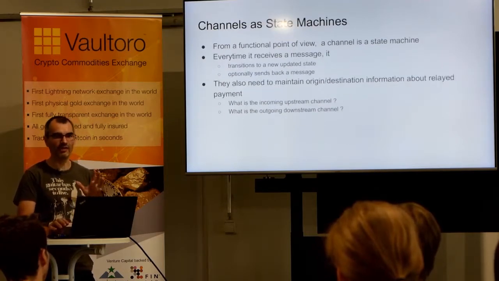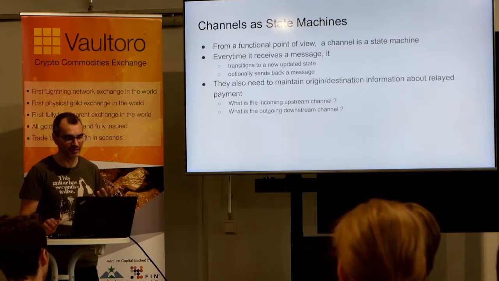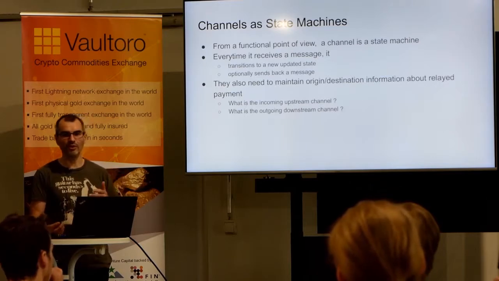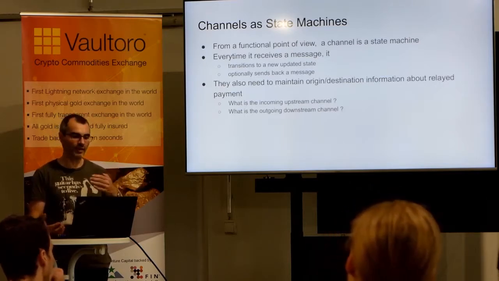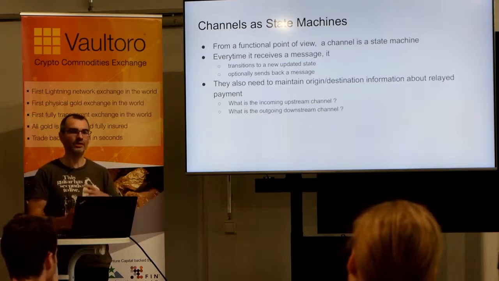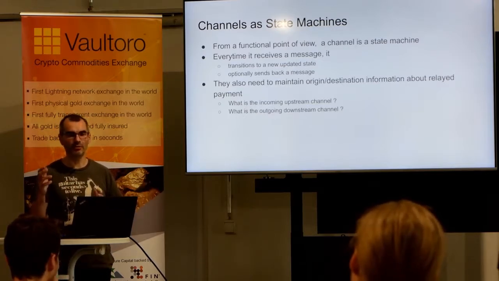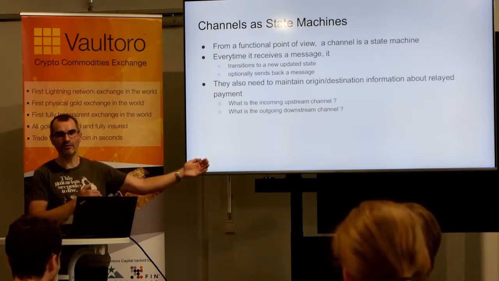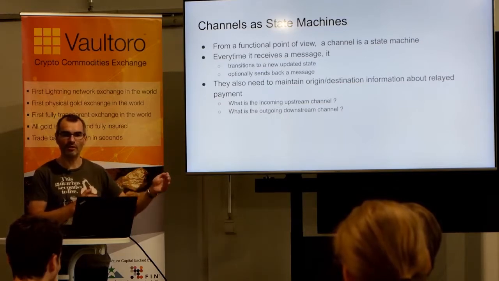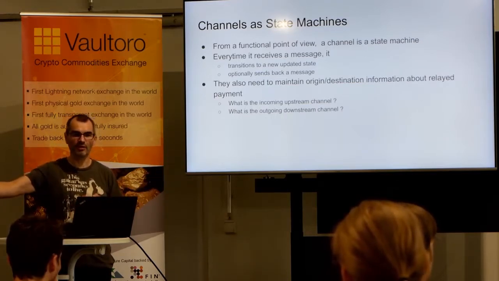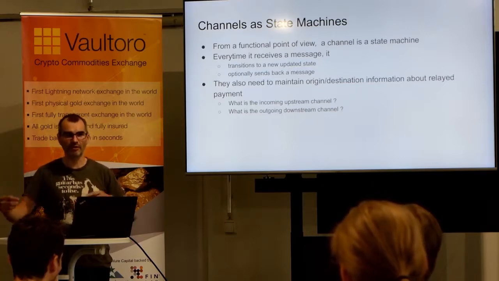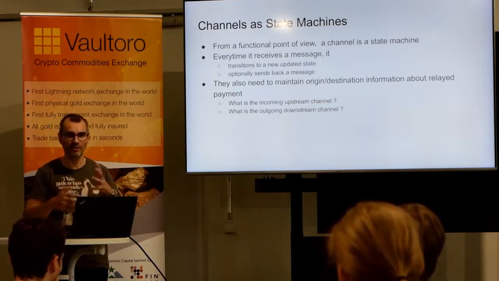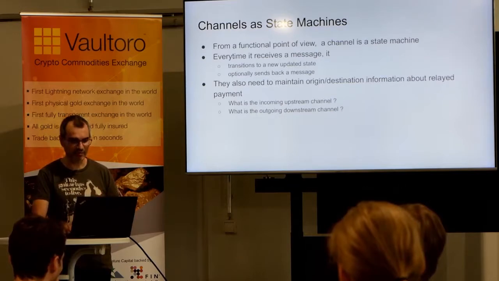So basically, a channel is a state machine. From a functional point of view, that's what it is. Every time you receive a message, you transition to a new updated state. And optionally, you send a message back. And you need to do a lot of bookkeeping. You need to maintain routing information. You need to maintain link information about payments that you relay. Where do they come from? What is the upstream channel? Where do you send them to? What is the downstream channel? When you get the pre-image from the downstream channel, you have to send it back to the upstream channel. When you fail a payment downstream, you have to fail it upstream. So there's a lot of bookkeeping information that you need to take care of.